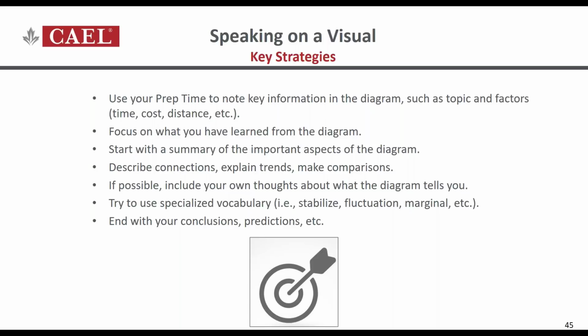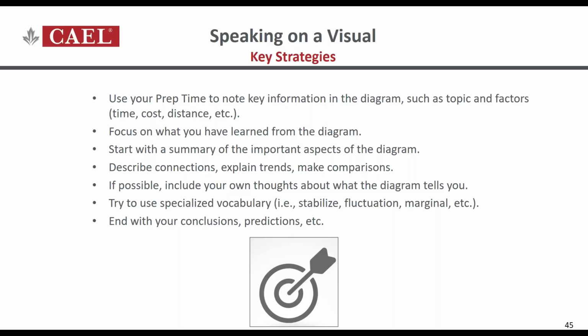So, key strategies for speaking on a visual. You should use your prep time to note key information from the diagram, such as the topic and the factors that are being displayed. That could be the time, the cost, the distance, the amount of dollars, the year, whatever it is. Focus on what you have learned from the diagram. Then you can start with a summary of the most important aspects of the diagram, kind of an overview. So start with an overview, and then you can start making more specific points after the overview.